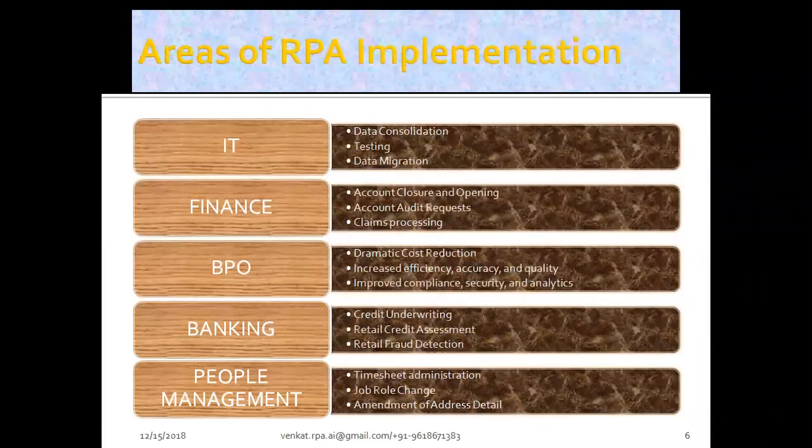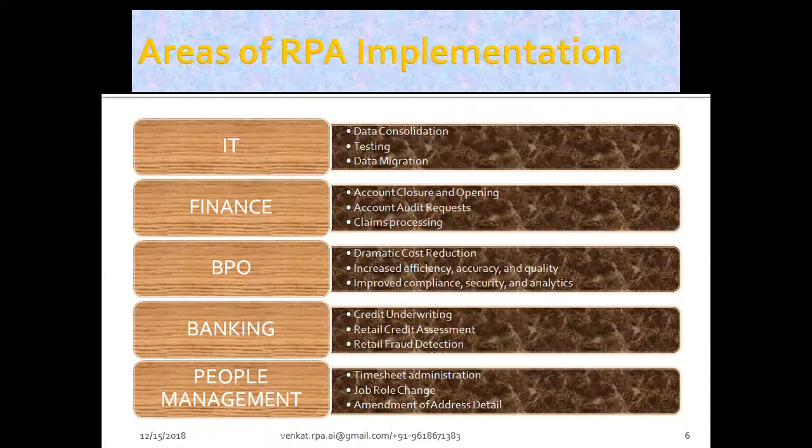Areas of RPA implementation: IT, software. You can implement RPA in finance, BPO, banking, people management, supply chain management. There are so many areas, but I mentioned only a couple of things here. Even in the telecom domain, we are using these RPA tools. I just mentioned a couple of bullet points here to make you understand where you use it in IT. These are not the only areas, there are many, but I kept just one slide.